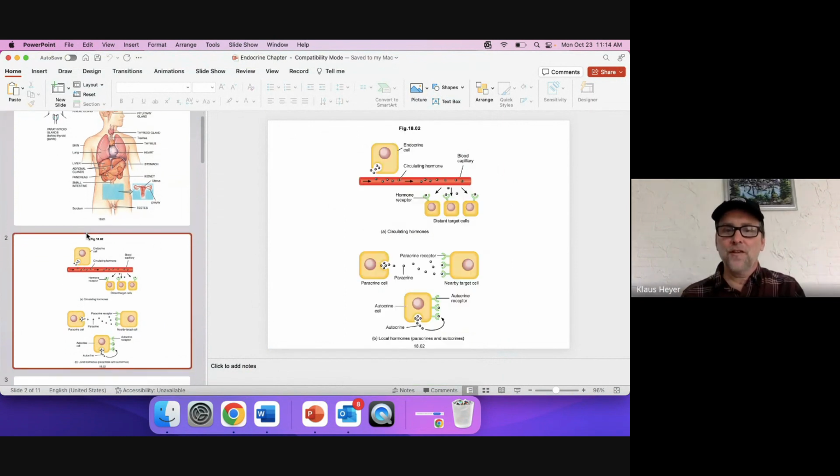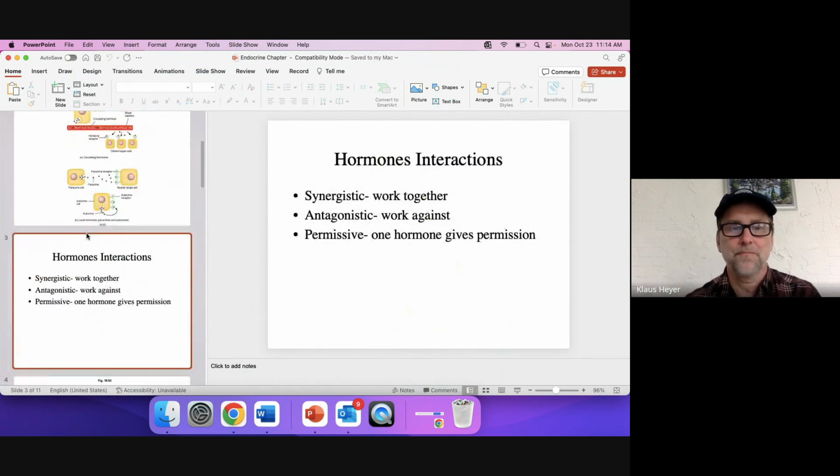Circulating versus local hormones. Circulating hormones go in the blood. Local hormones are either autocrine or paracrine. Paracrine are secreted and acted on by a nearby cell. Autocrine by the same cell. That's Question 7. Question 8, hormone interactions. There they are. That's a redo.